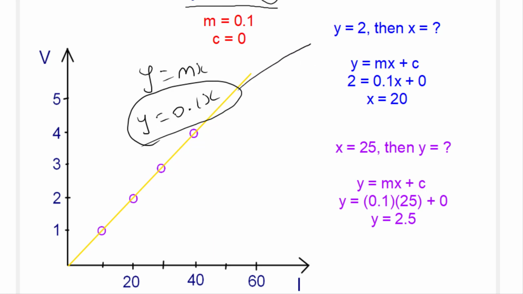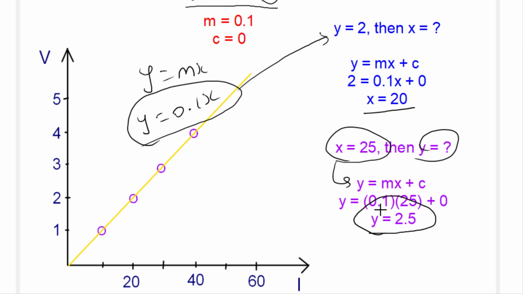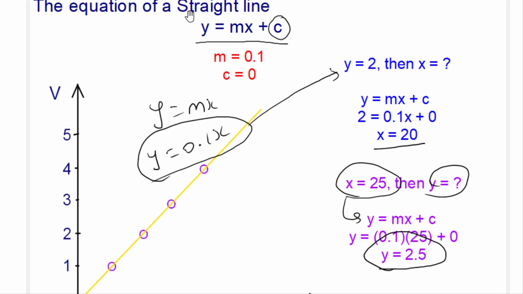If we know y, to find x we just use this equation y equal to mx plus c and put the values. So we get x equal to 20. If we know the value of x, how do we calculate y? We use the same equation, y equal to mx plus c, and put the values, and we get y equal to 2.5. So this is the significance of this equation, that we can find any other point if we know the other things.